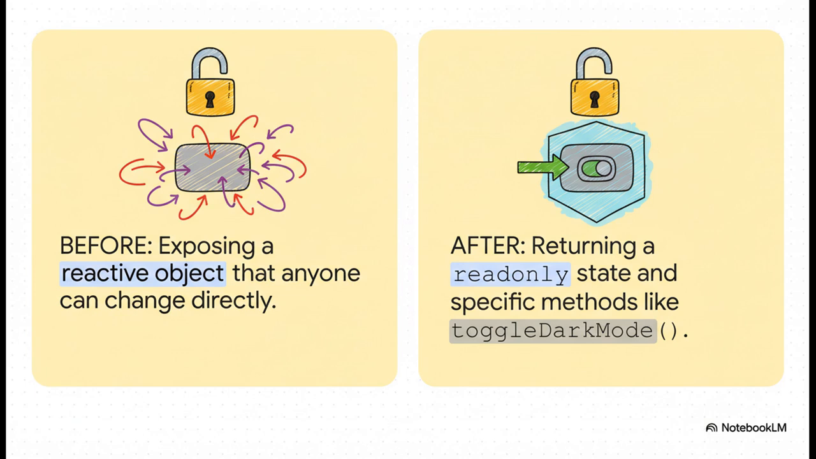And this is where you take back control. Look at the before, it's a free-for-all. Anyone can mutate that state. But the after approach is way smarter. You expose the state as read-only, so components can't just mess with it directly. Instead, you give them specific actions, like a toggleDarkMode function. This is huge. You're defining how the state can change, not just letting things change it whenever they want.